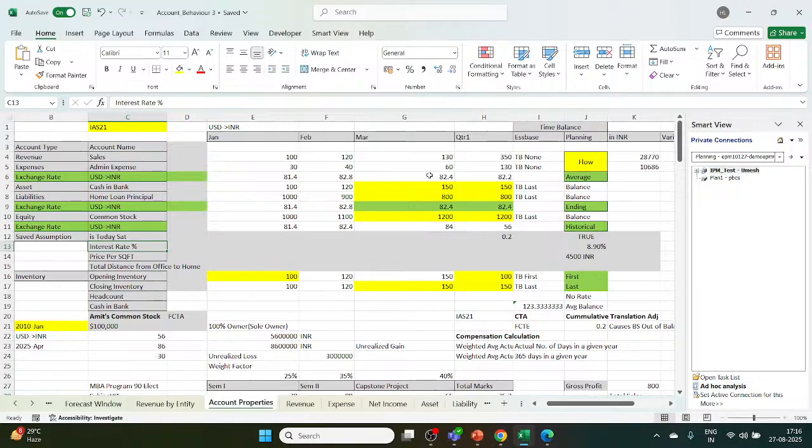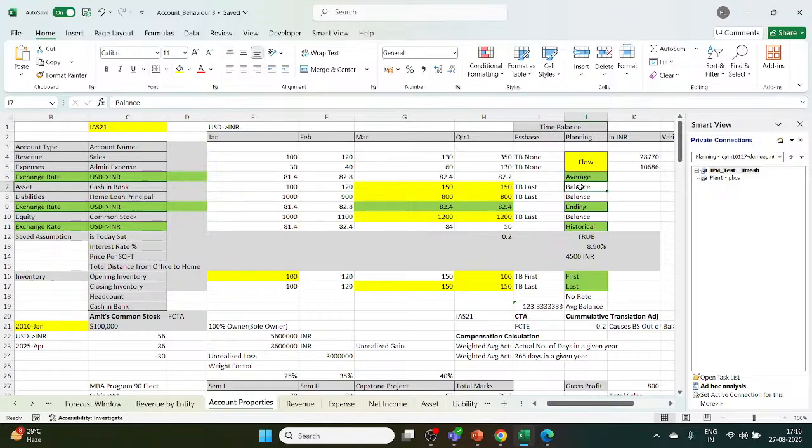So the natural meaning of average is the average of all the data. Here we can take the average of all these values. So it's 82.2 once we take the average of all 3 months of exchange rate. So this is the meaning of it.